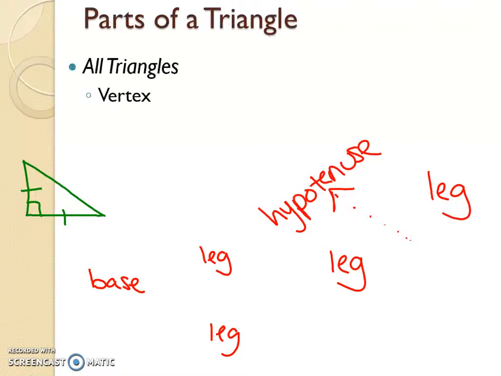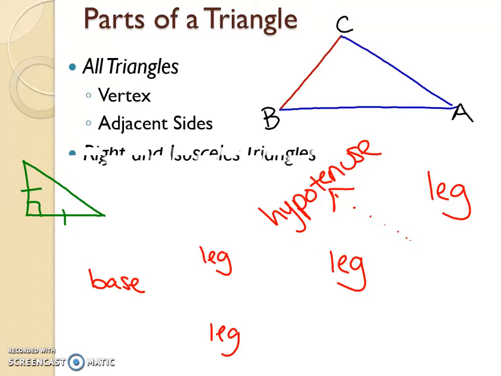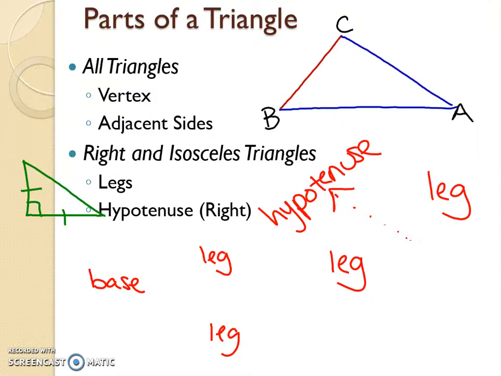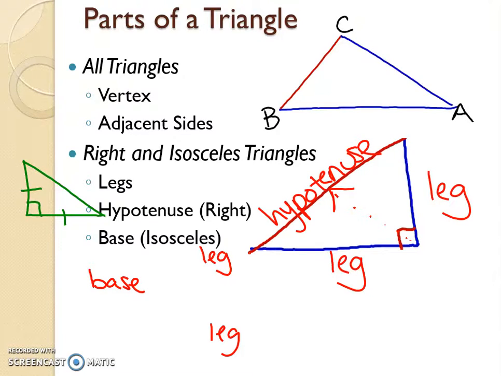So parts of a triangle. All triangles have a vertex and adjacent sides, and then a right and isosceles triangle have legs, and a hypotenuse or base. So right here, all triangles have vertex and adjacent sides. So BC is adjacent to BA. CA is adjacent to AB. Those are adjacent. But right triangles and isosceles triangles have legs.